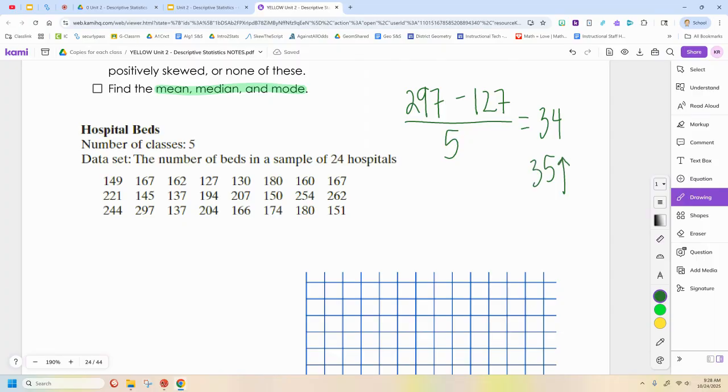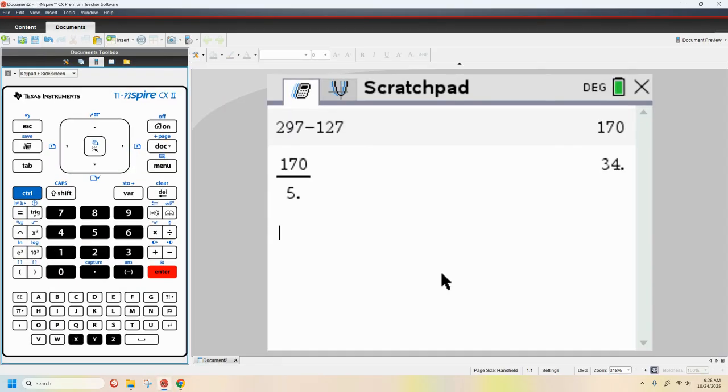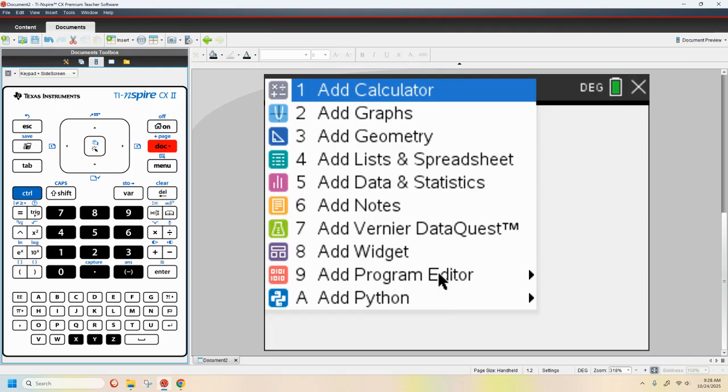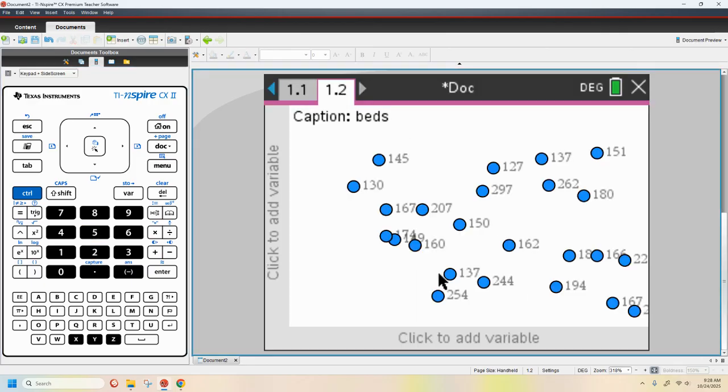Okay, so now we're going to let our calculator do the next steps. So back at the calculator, I'm going to escape out of my scratch pad and I'm going to add a document. So Control Doc. And this is when we can visualize. So 4 is putting data in, 5 is visualizations. So 5, come on, buddy. And there's all your points. Now, if you didn't put beds at the top of your list, you won't get any points, right?